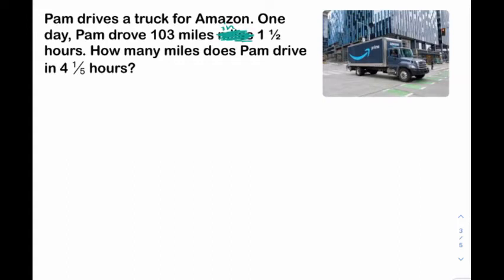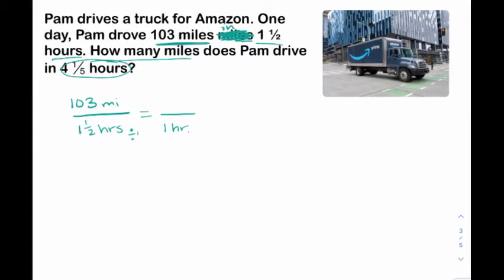So let's take the important information from the problem that she drove 103 miles, and this happened in 1.5 hours. We're looking for the number of miles in 4 1/5 hours. Let's start with finding the unit rate. So that would be the miles in 1 hour. To get from 1.5 to 1, we have to divide by 1.5. So let's do the same thing to the top.